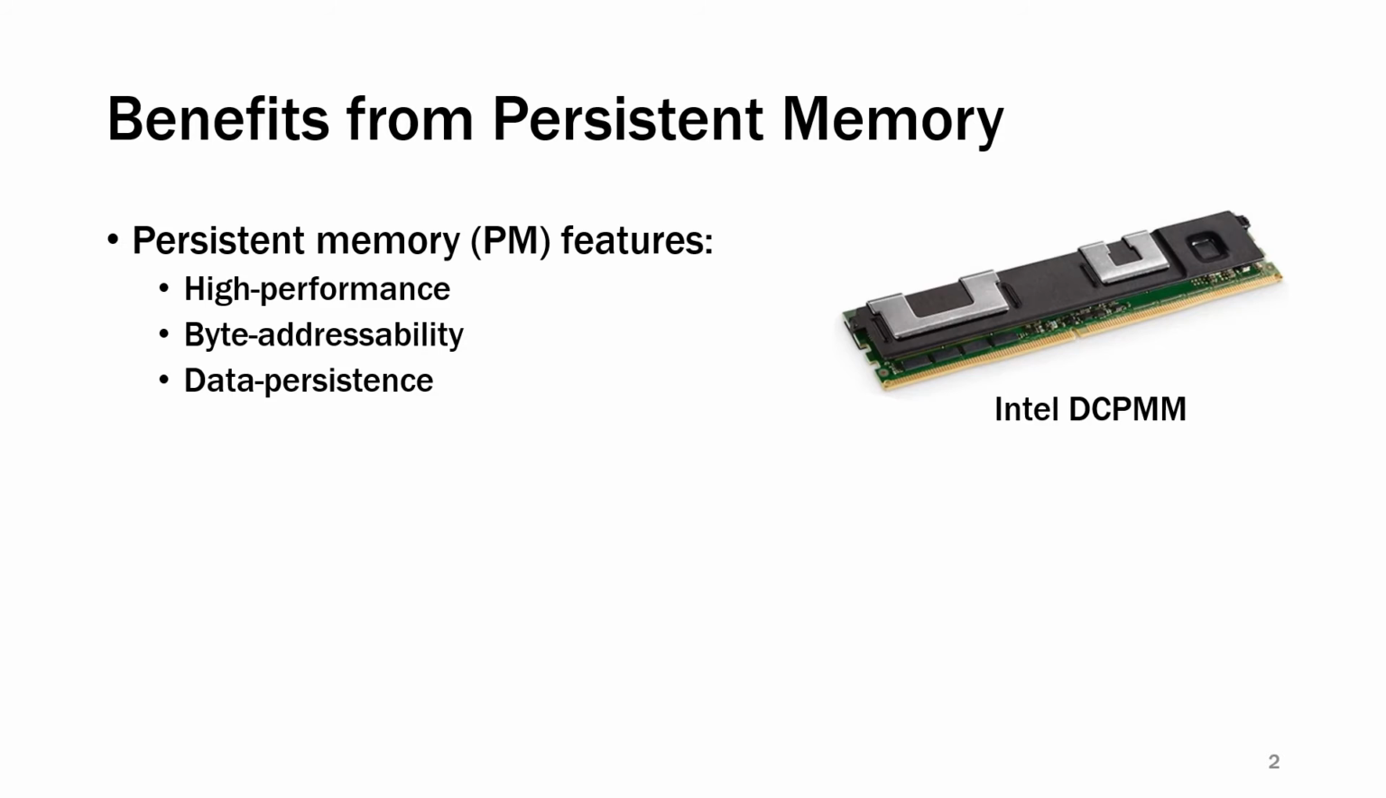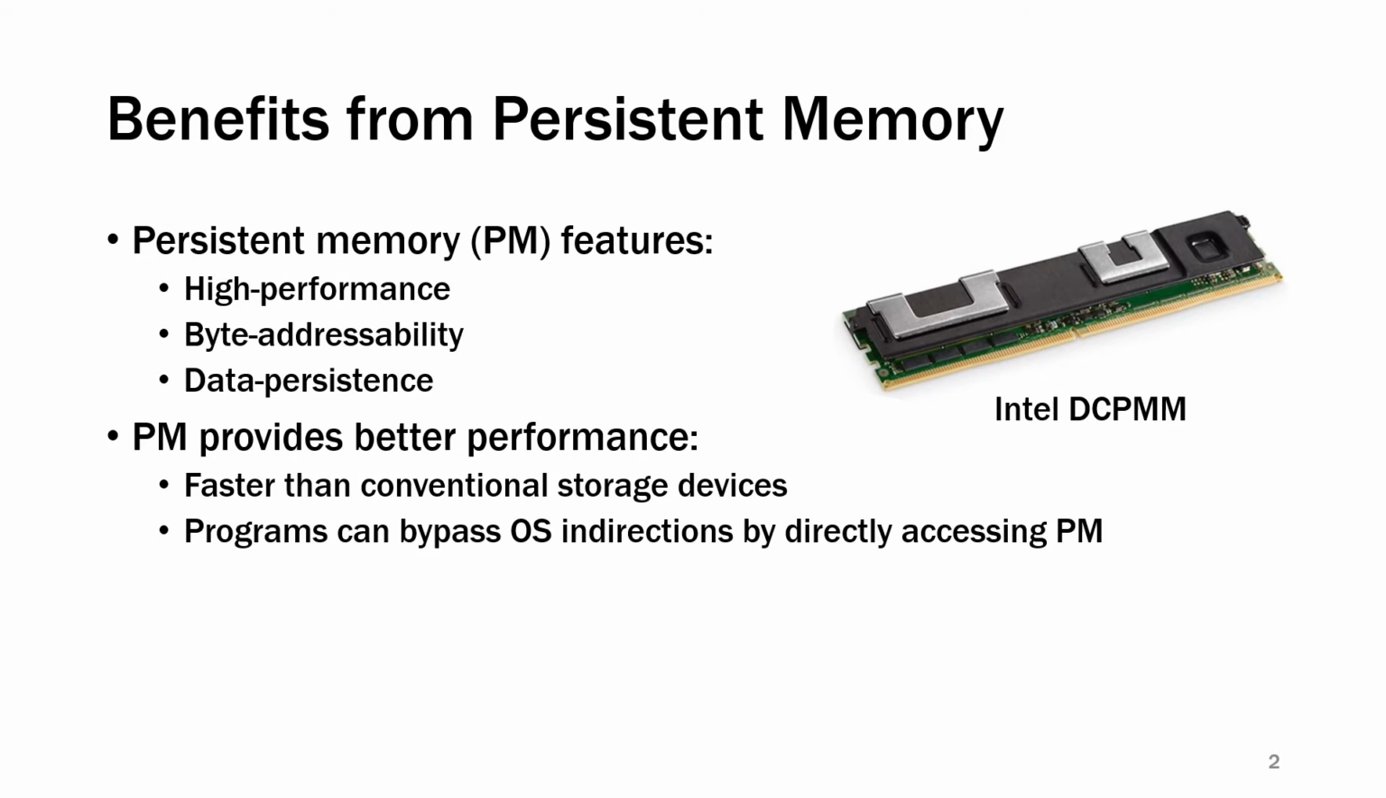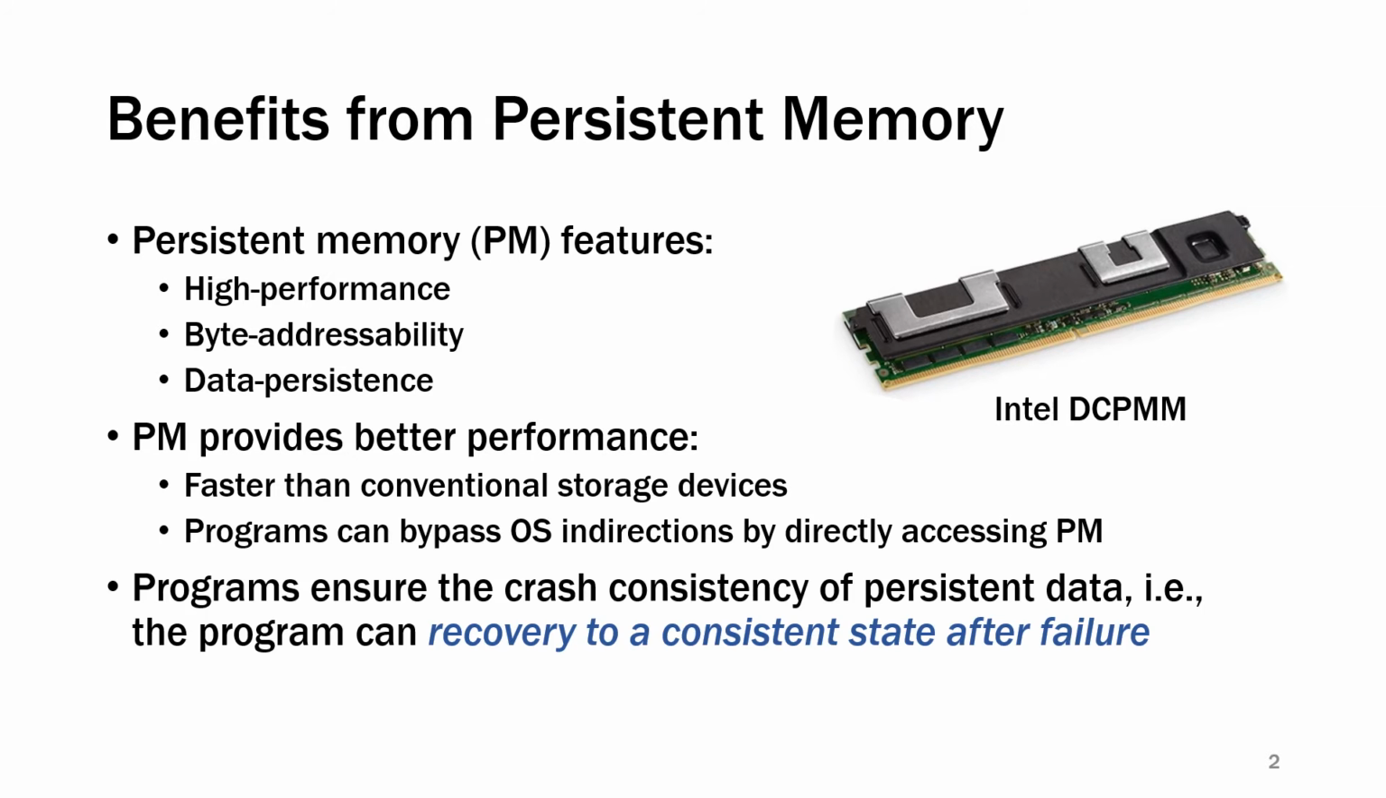First, I'm going to talk about the benefits from persistent memory. Persistent memory features high performance, addressability, and data persistence. Persistent memory provides better performance not only because it is faster than conventional storage devices, but also because it can allow programs to bypass OS interactions such as file systems by directly accessing the data in persistent memory.